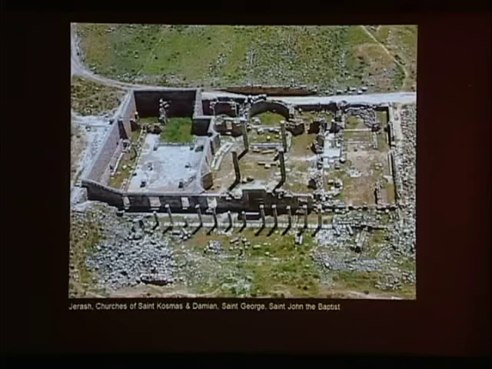The church of St. Cosmas and Damian in Jerash, ancient Gerasa, was the northernmost of a complex of 3 churches built between the years 529 and 533 in the time of Bishop Paul of Gerasa.